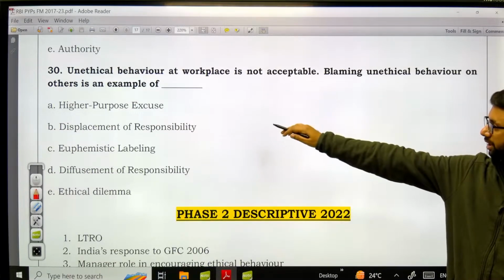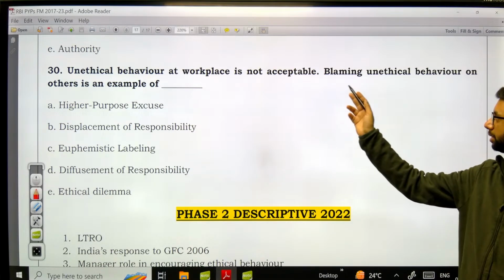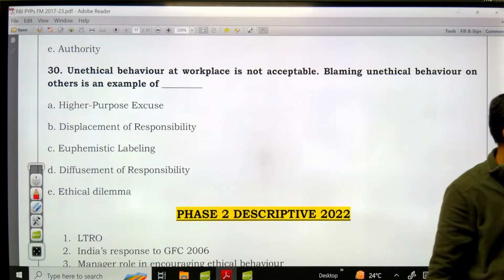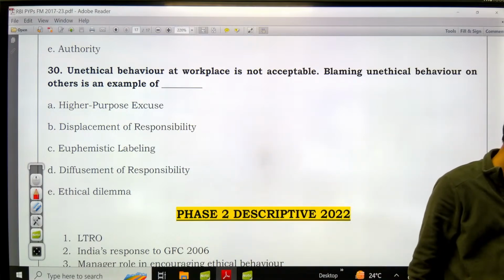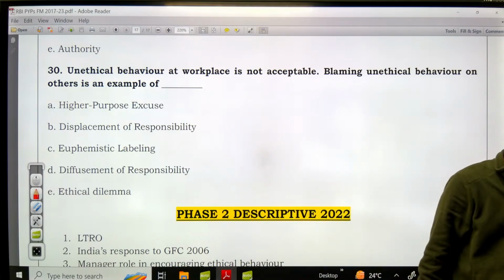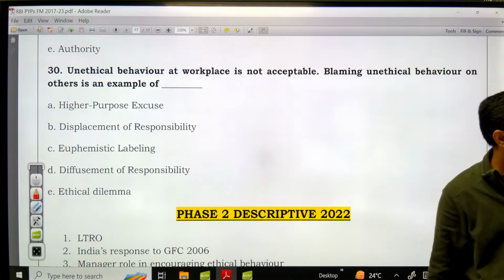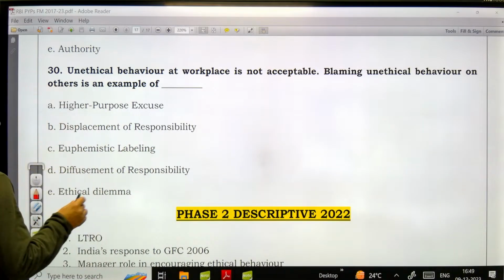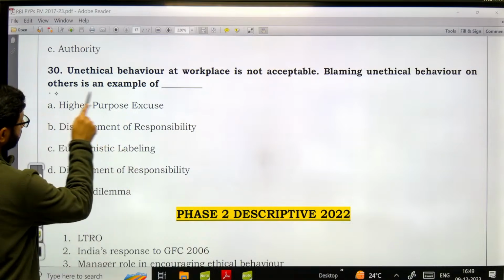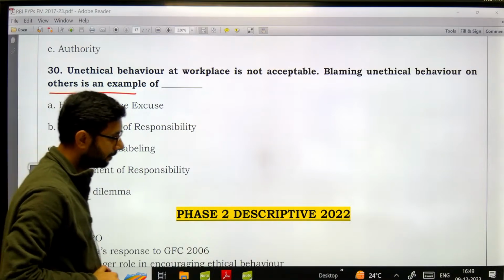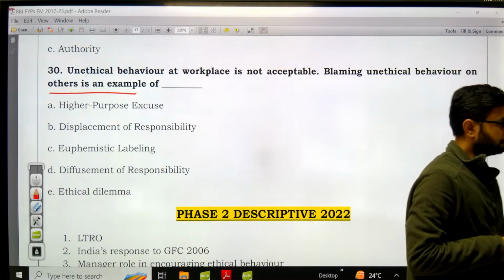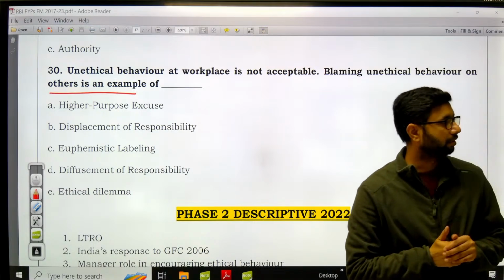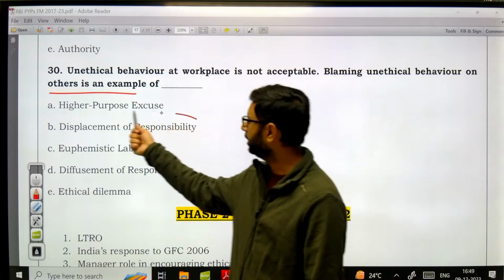Next, unethical behavior at workplace is not acceptable. Blaming unethical behavior on others is an example of? Last question, guys. Putting unethical behavior on others is an example of? Displacement of responsibility. B is the correct answer.